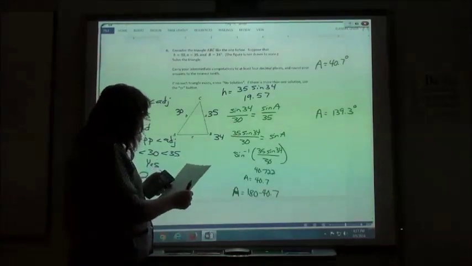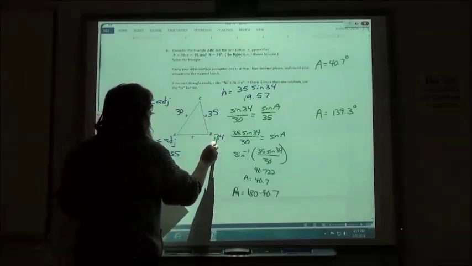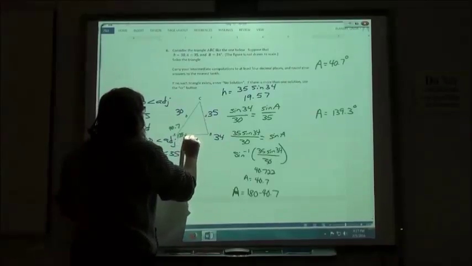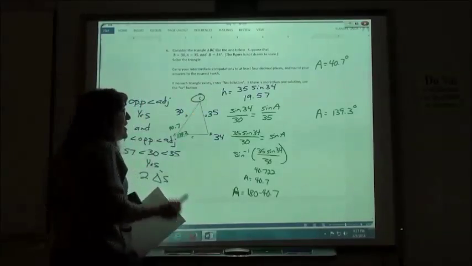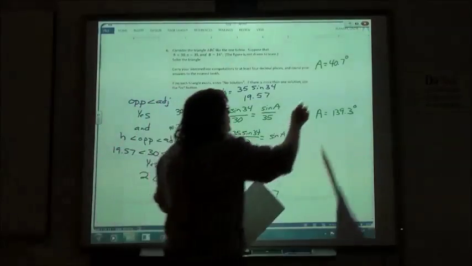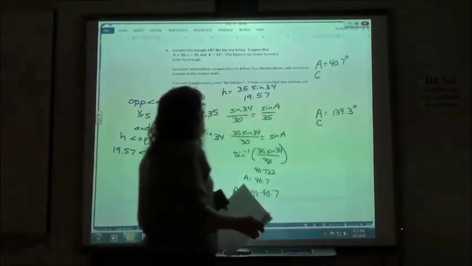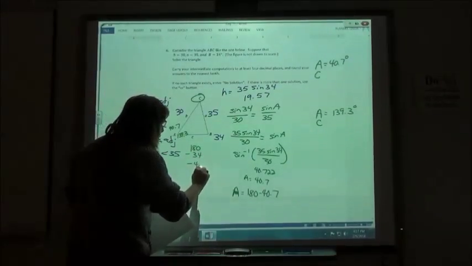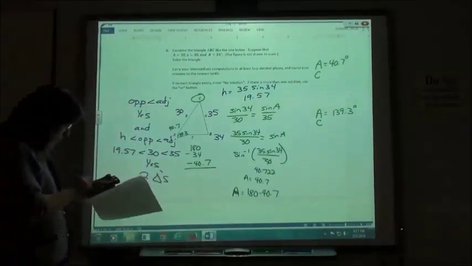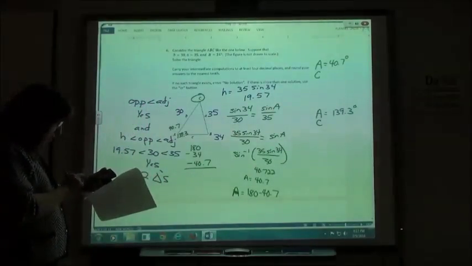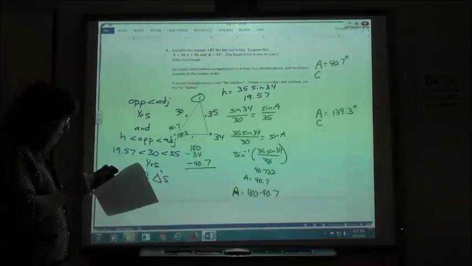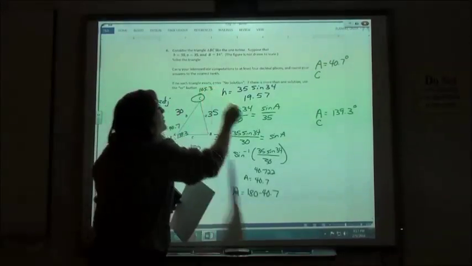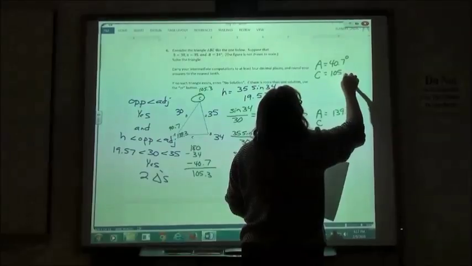So from there, I knew that this is 34, this is either 40.7 or 139.3, so I can find angle C by subtracting. So for both of these I'm going to find angle C. The first one, I'm going to take 180 minus my 34 and minus my 40.7. So 180 minus 34 minus 40.7 gives me 105.3. So here angle C would have to be 105.3.